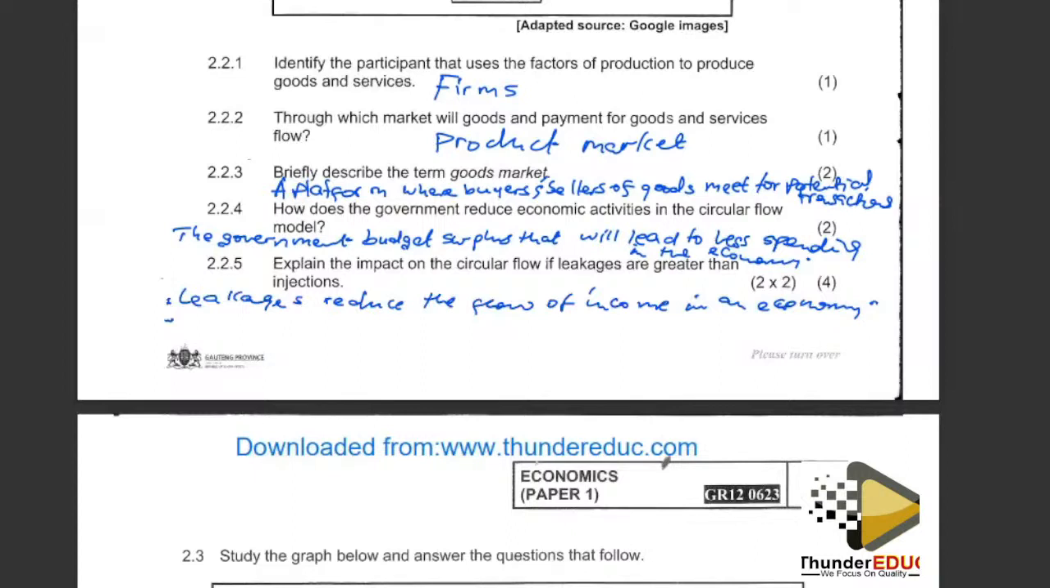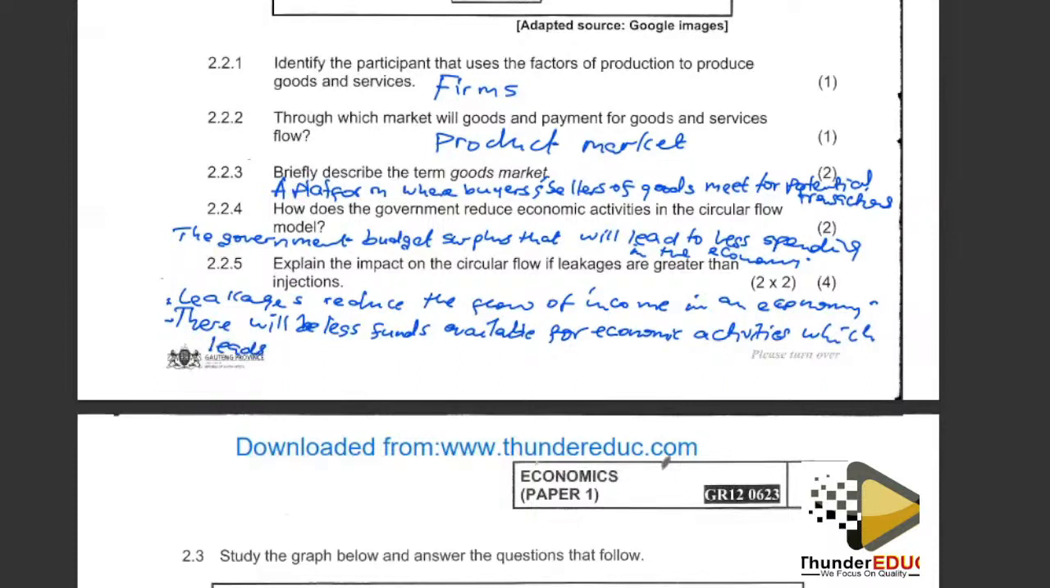So now, also, we can say there will be less funds available for economic activities, which leads to national income decreasing. What do you mean by national income? That is an income for the country. So now we are saying that there will be less funds available for economic activities, which leads to national income decrease. Okay, grade 12.